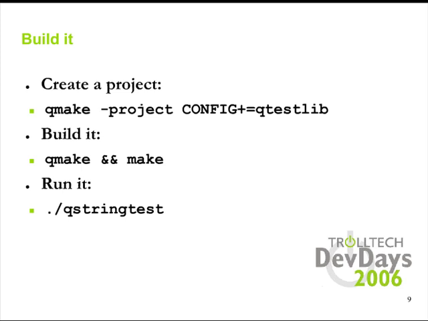I compile it, meaning I run qmake -project to generate a project file. I just create a tst.cpp and say CONFIG += qtestlib. If you're not using qmake as a build system, just make sure you link to qtestlib. That's all you need to do. As little intrusive as possible: create a project in Visual Studio, whatever. Make sure you link to qtestlib. That's it. Build it, in our case qmake and make, or nmake or MinGW make or whatever you use, and you run it. QStringTest.